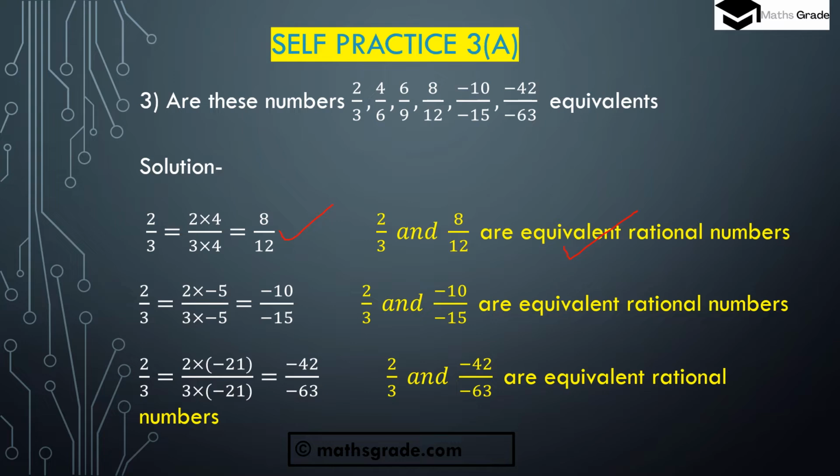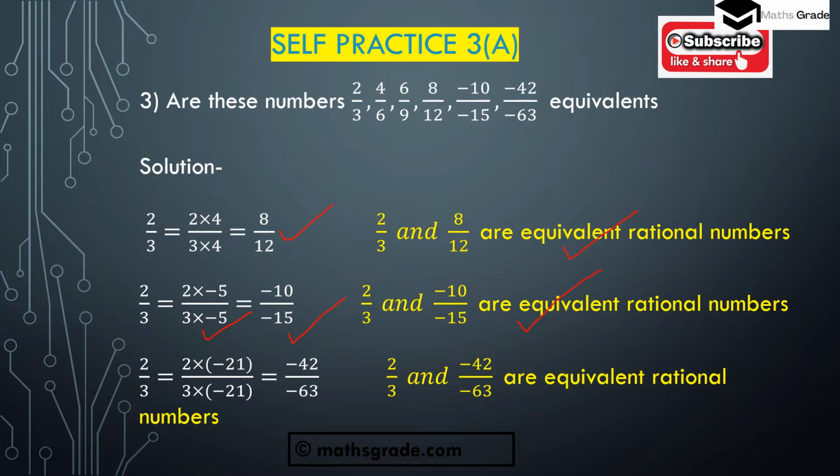Now if we multiply the number -5 with 2 and 3, we get (2 multiplied with -5)/(3 multiplied with -5). We get 2 multiplied with -5 is -10, and 3 multiplied with -5 is -15. So we get -10/-15. -10/-15 is equivalent to 2/3. So 2/3 and -10/-15 are both equivalent rational numbers.